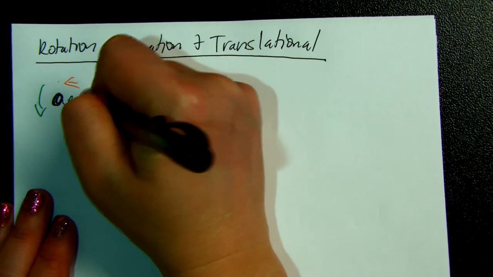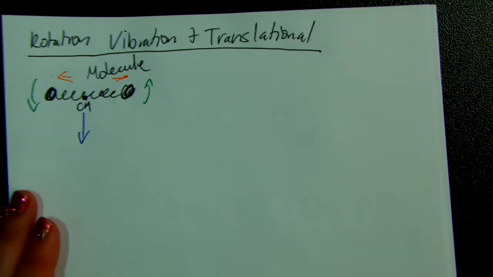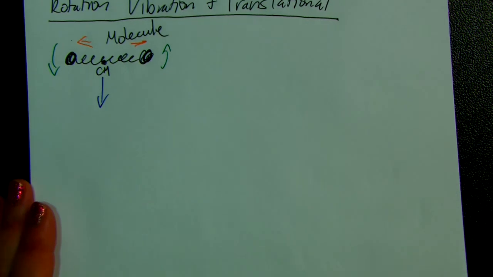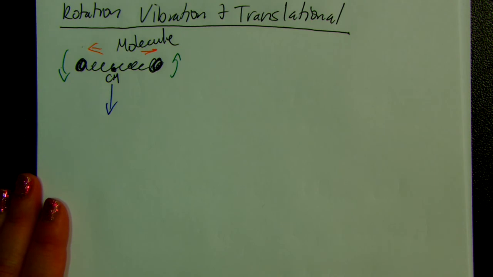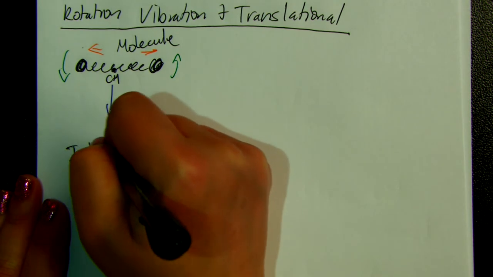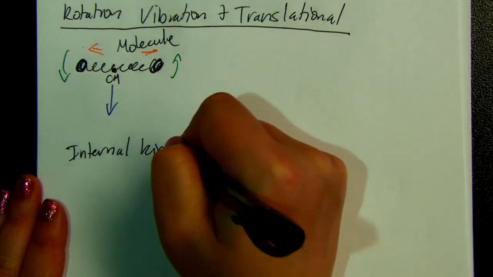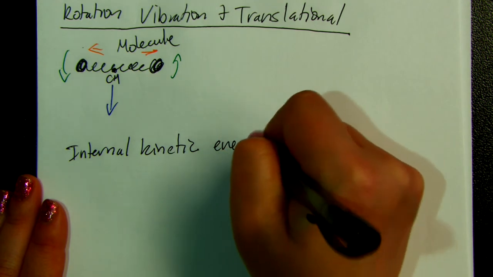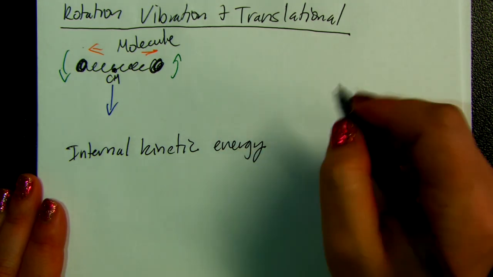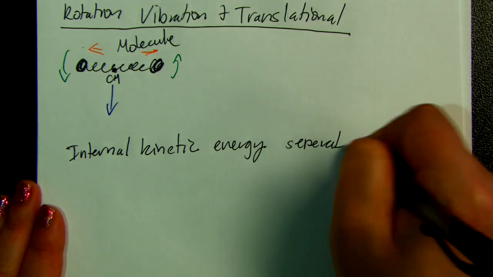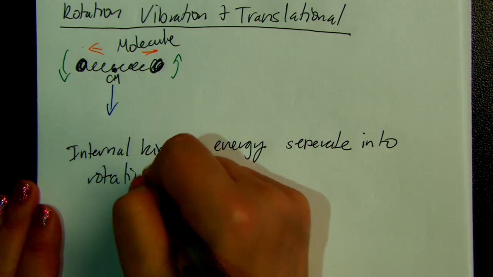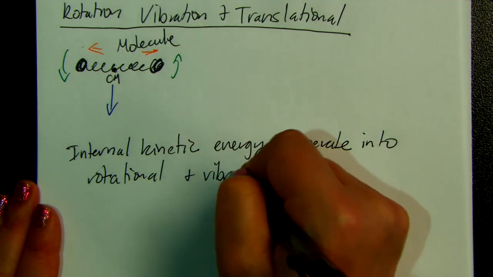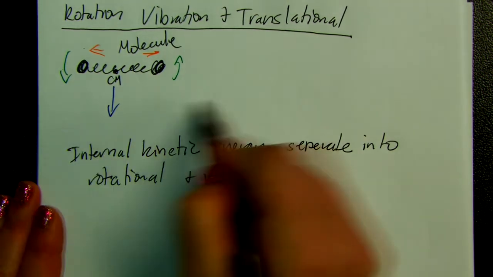So the center of mass is about there, in between the two molecules. Okay, so another way we can think about parsing out different categories of kinetic energy: internal kinetic energy. So that's not going to be translational. Separate into rotational and vibrational. So these are all things that are happening inside of this system.